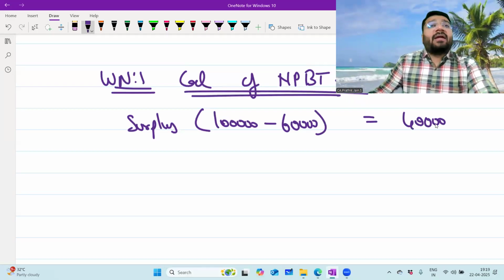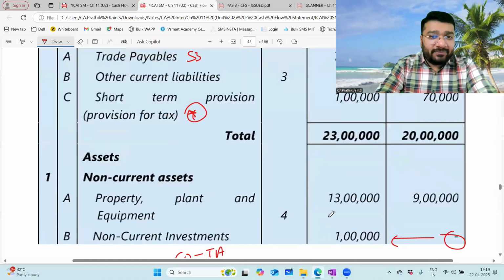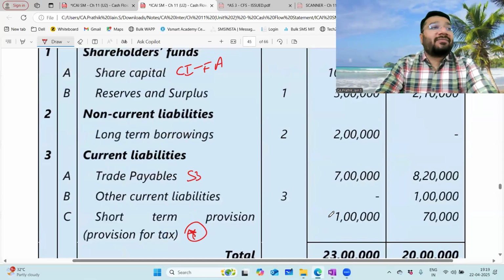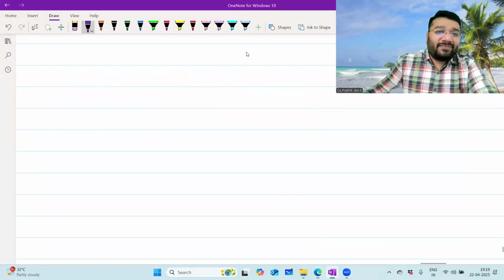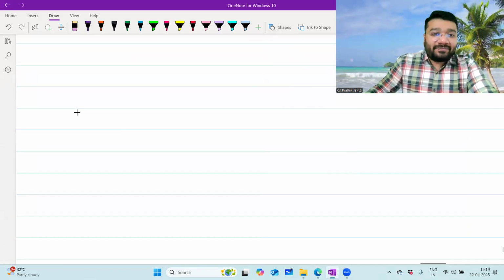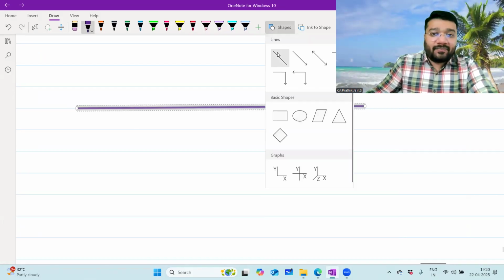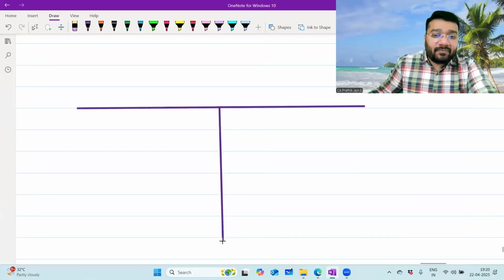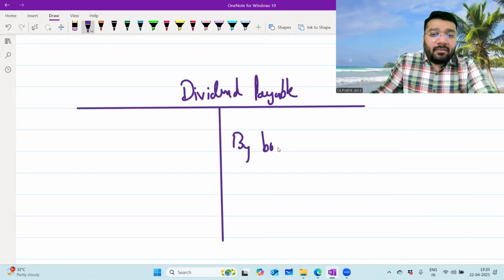Add back equity dividend. Any information of equity dividend? Don't decide that way. There's a dividend payable ledger. So you have to open the dividend payable ledger first. Dividend payable, by balance brought down. How much is the balance brought down?